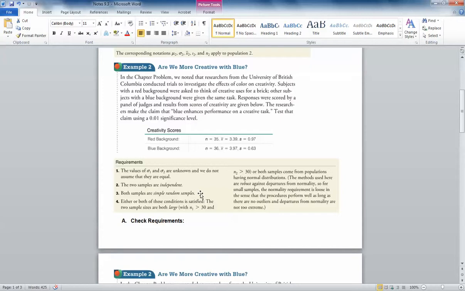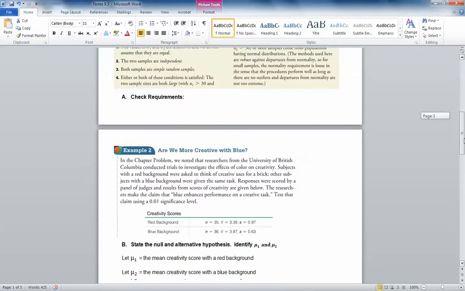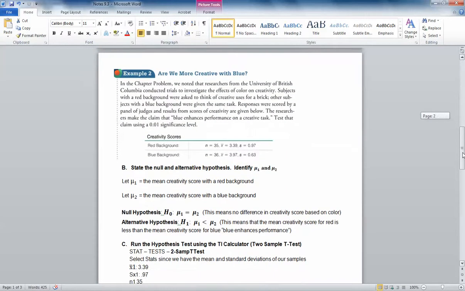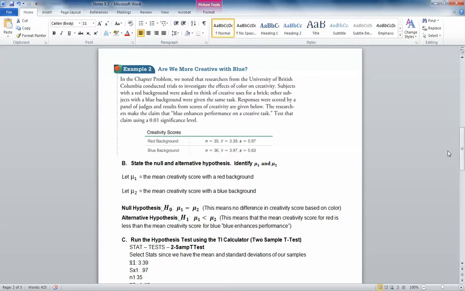Both samples are simple random samples. We can go ahead and assume that they were. The subjects with red and blue backgrounds might have been chosen by flipping a coin: you take blue, you take red. All right, and then either or both of these conditions is satisfied. The two sample sizes are both large, N1 and N2 greater than 30, or they come from populations having normal distributions. All right, so we have sample sizes large enough, so we're okay. Since it satisfies the requirements of the test, we can go ahead and run the test.